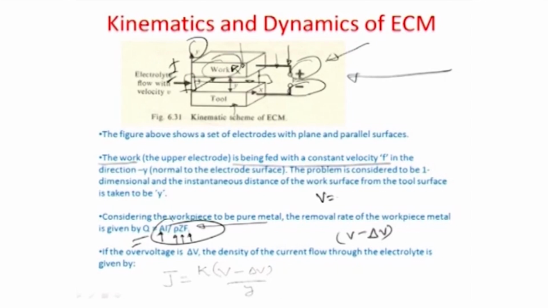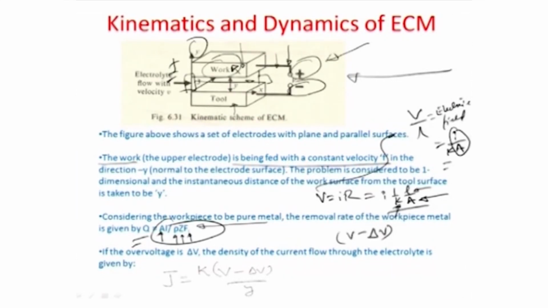So, you know that V equals IR, and if we manipulate it a little bit, we can write this as 1 by K, L by A, where L is the length, A is the area of cross section, and K is the conductivity. And therefore, we can convert this into a situation where V by L, which is also the electric field, is equal to I by K A, and this I by A is nothing but the current density J by K.